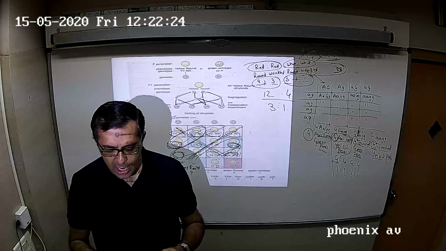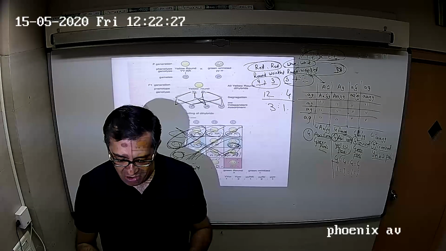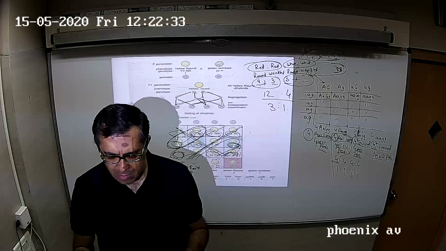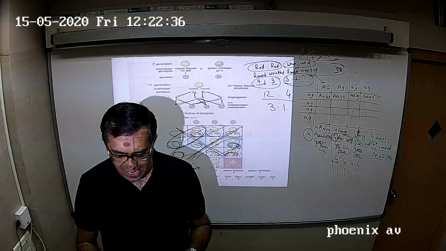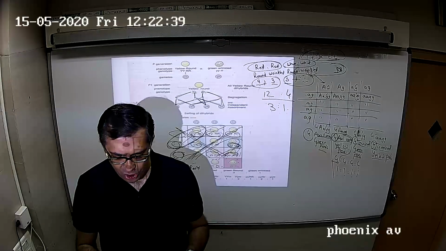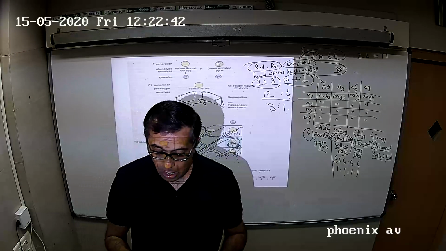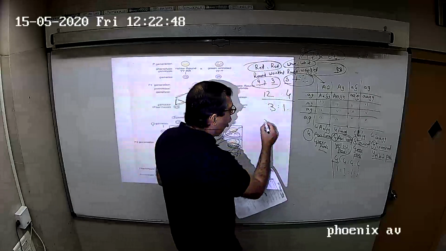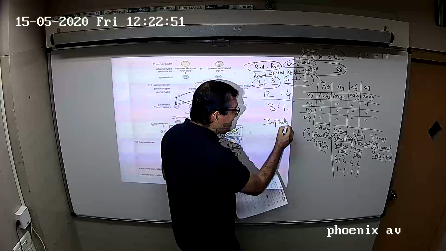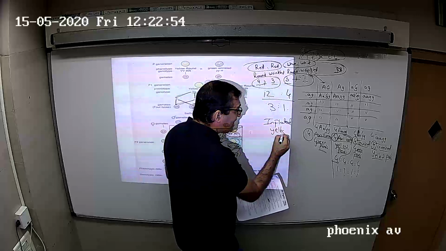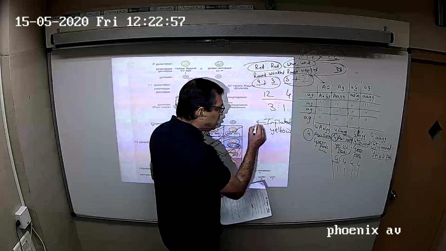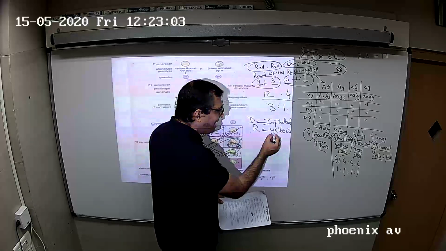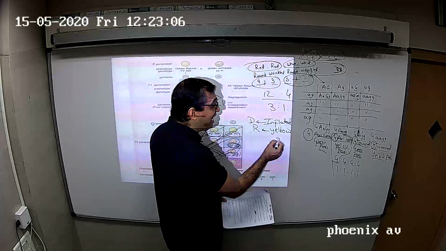Then 12. In a cross between a pea plant possessing inflated yellow pods with another pea plant possessing constricted green pods, the number of plants possessing inflated yellow pods in the F2 generation of the dihybrid cross will be. Inflated is a dominant condition, but yellow pod is recessive. So how many of them are inflated and yellow? The answer will be 3.